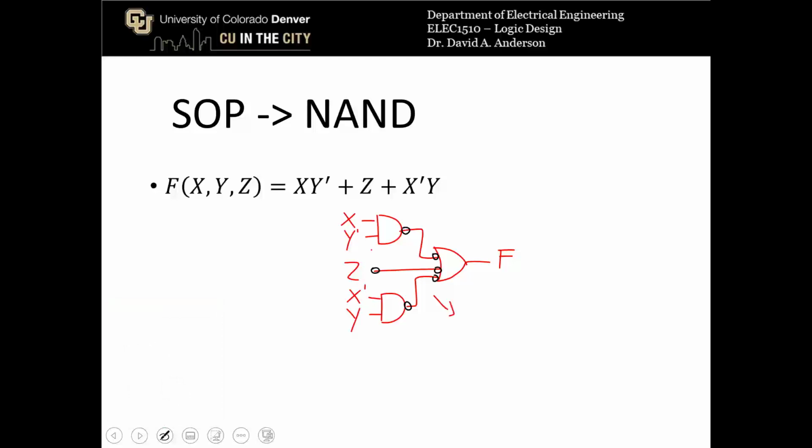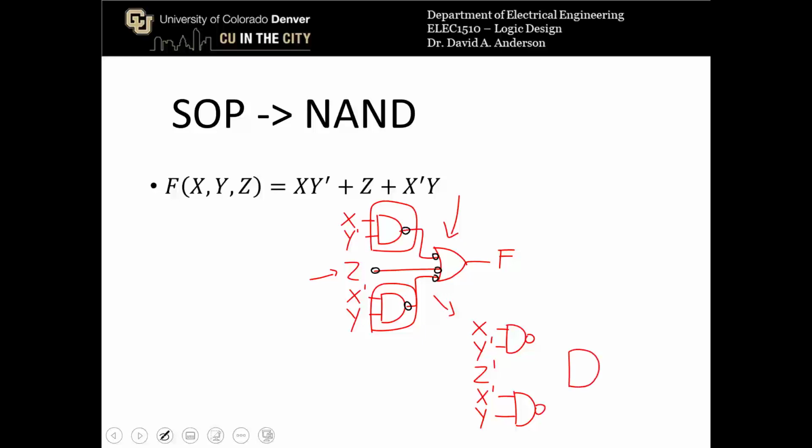So as you can see, this already became a NAND gate by adding the bubble. This became a NAND gate by adding the bubble. This will be transformed into a NAND gate. And then I can just complement z. And so what I'll have is x y prime input to a NAND gate, z prime and x prime y input to another NAND gate, and then the 3-input OR gate with the complemented inputs just becomes another NAND gate.